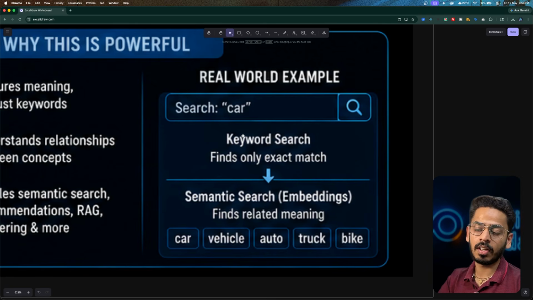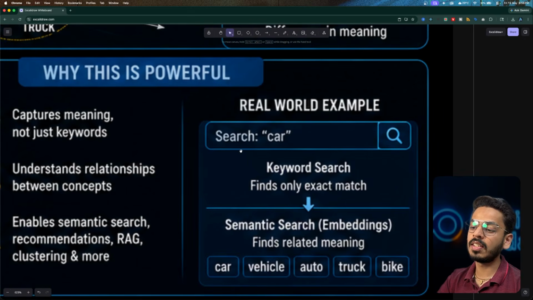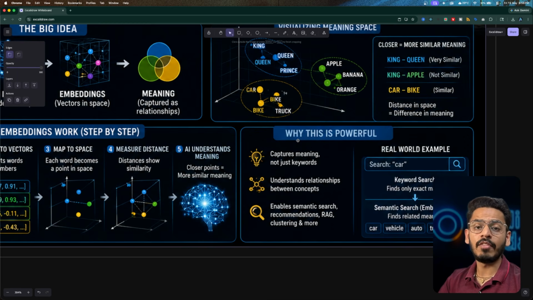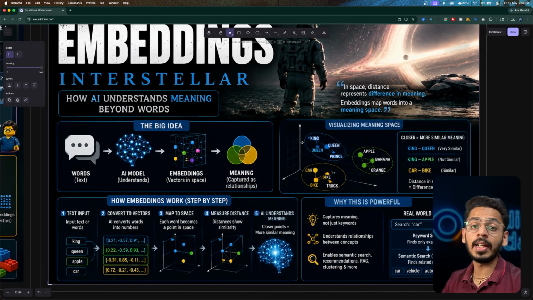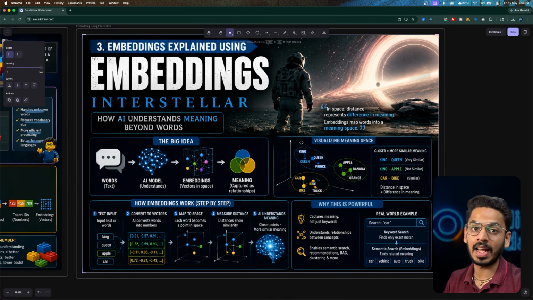Let's say we have car. As we saw here, car is related to bike, it is related to truck, it is related to tire as well, right? So it will give us the related meaning here: car, vehicle, auto, truck, and bike. So this is why we need different kinds of embeddings, because this will give the related meaning for different kinds of words that we are giving as a user.